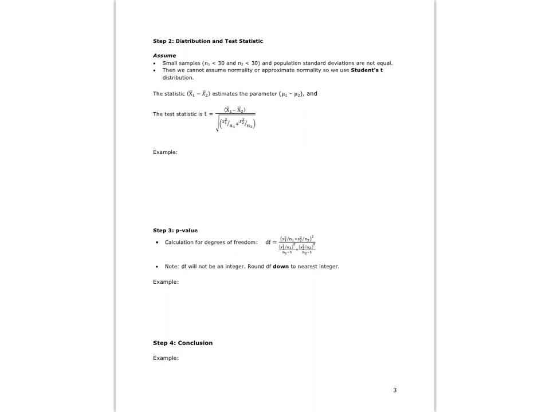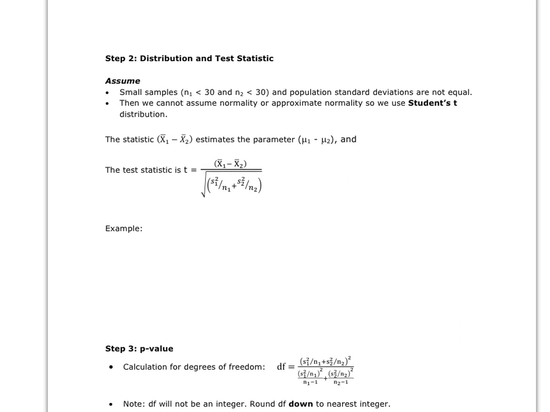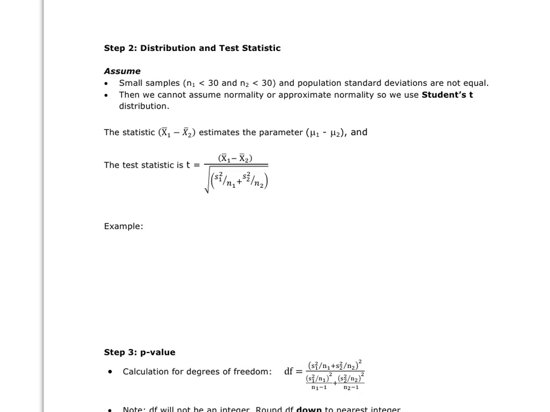Now let's look at the other thing that's going to be different from other tests we've done, and that's the test statistic. We have to determine what distribution we're using. If we have small sample sizes, both less than 30, and we don't know the population standard deviations, then we can't assume normality, so we're going to use the t-distribution. Most of the time, we're going to be using the t-distribution. We want to estimate the difference in the means, and we estimate that with the difference in the sample means.